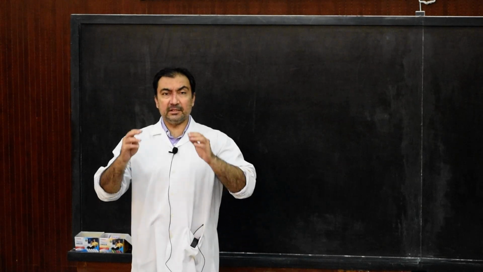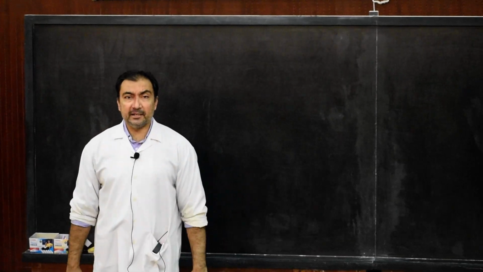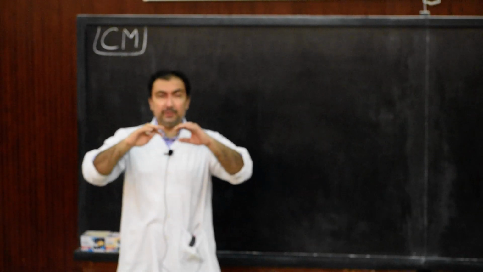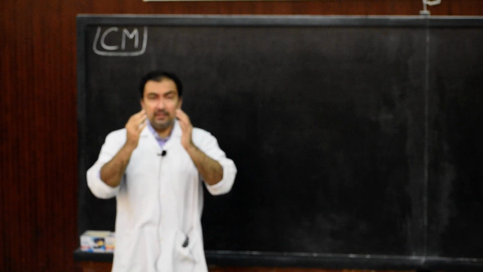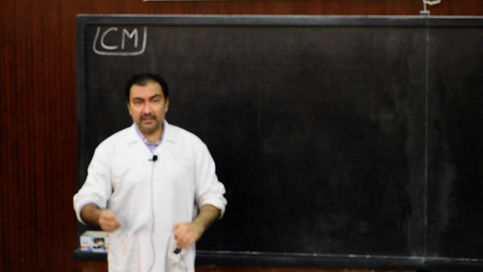Good morning, students. Here we start with the gross anatomy of the arrangement of the cardiac muscles. In the gross anatomy of the arrangement of the cardiac muscles, a very interesting and very simple way of understanding: the cardiac muscles are arranged in two different compartments, atrial and ventricular muscles.